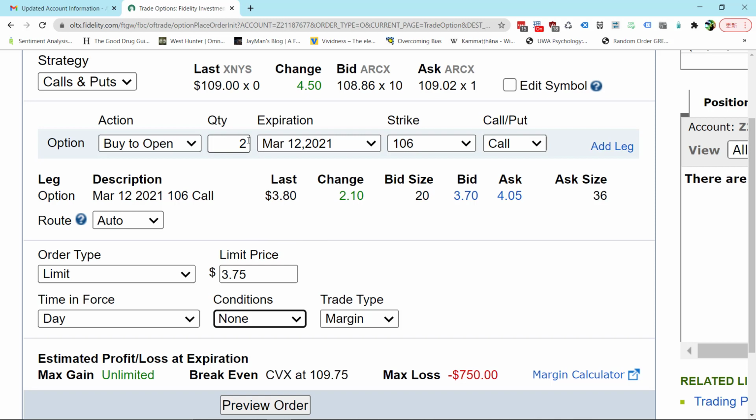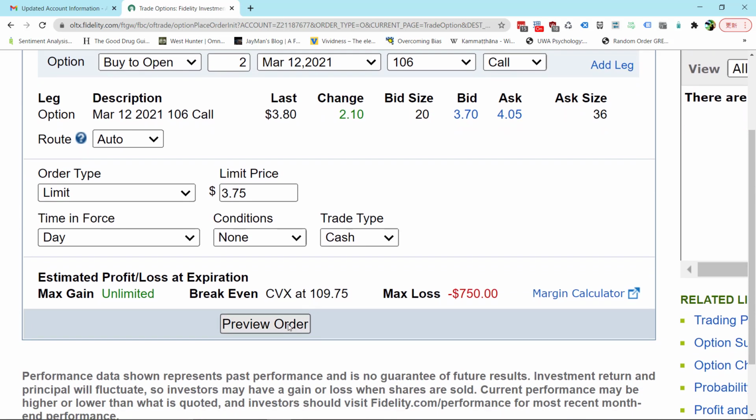Sometimes you get one filled and you want to buy another one. Well, you just cancel that outstanding order and enter another order. So I'm going to go with no conditions, trade type, cash. I'm going to use my cash, and preview order and go through.